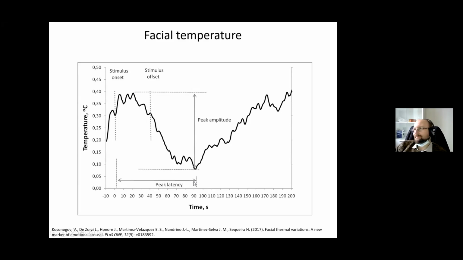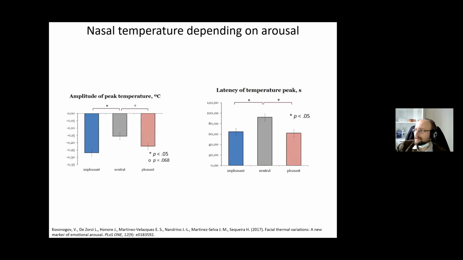very comfortable to use. But still, we saw differences between neutral and unpleasant emotion in amplitude, and the same for latency. So pleasant and unpleasant emotions decrease the temperature, and they do it slowly. The temperature needs 1 minute to begin to change.